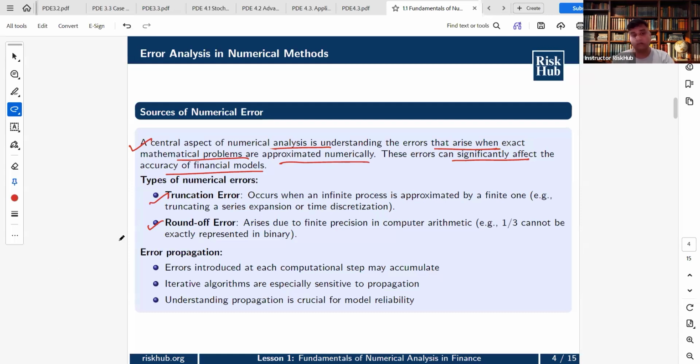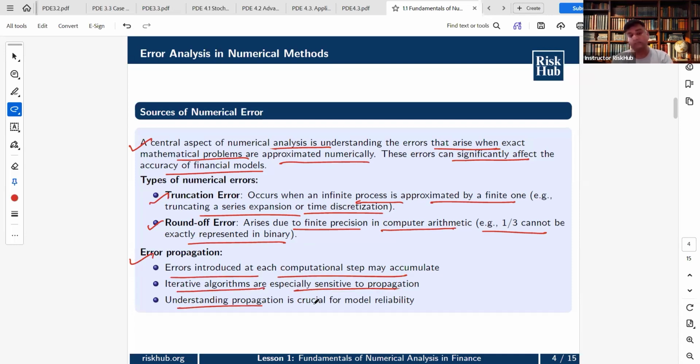Truncation error occurs when an infinite process is approximated by a finite one, truncating a series expansion or time discretization. Round off error arises due to finite precision in computer arithmetic. 1/3 cannot be exactly represented in binary. Error propagation: error produced at each computation step may accumulate. Iterative algorithms are especially sensitive to propagation. Understanding propagation is crucial for model reliability. So that is important. Okay.